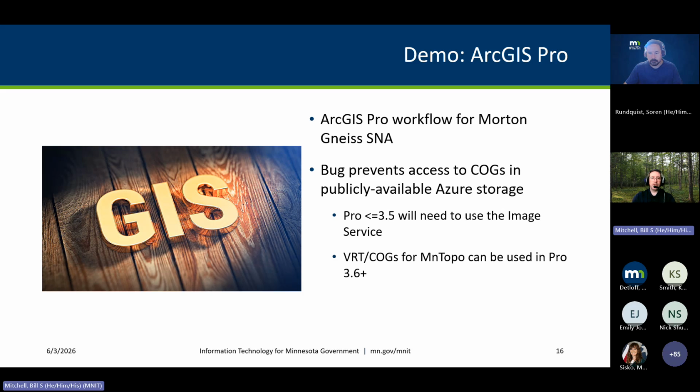However, once you migrate to Pro 3.6 or above, you can use the VRT and COG workflow that I'll demonstrate here. I'll also point out that if you are trying to use COGs or stacks hosted by other organizations, those may work in lower versions of Pro if they're not stored in publicly accessible Azure blob storage. So if they host it in AWS, you should be able to use this today on those other datasets.